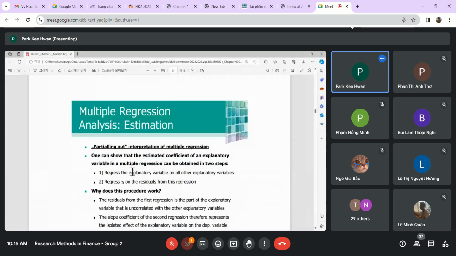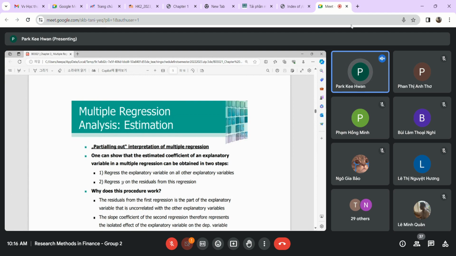Regress one explanatory variable, high school GPA, on SAT. Then you have the residual from the first regression. Then regress y on the residual from the first regression. Then the estimated coefficient of the explanatory variable in the multiple regression will be the same as the estimate you get from following the two steps.